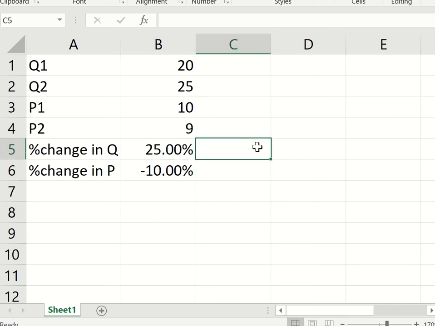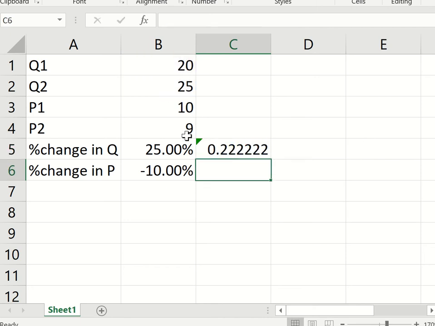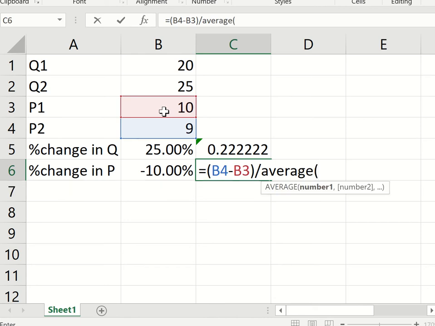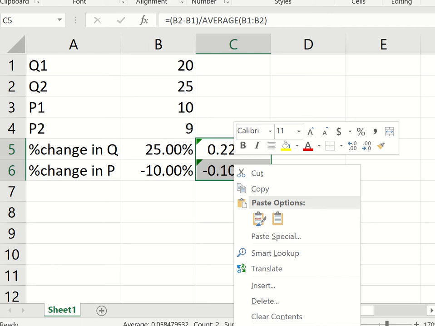And then for the midpoint method, I'm going to do the difference between the two. So 25 minus 20 divided by the average between the two. So 25 and 20. Enter. And then do the same thing for the bottom one for price. So 9 minus 10, and then divided by the average. All right, and then last step, I'm going to change this to percentage.